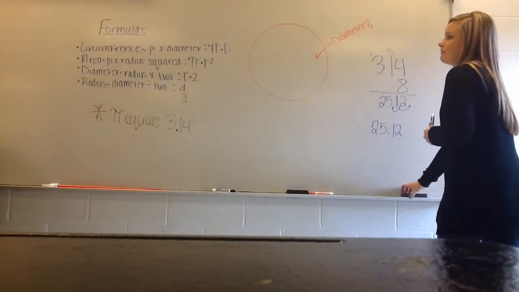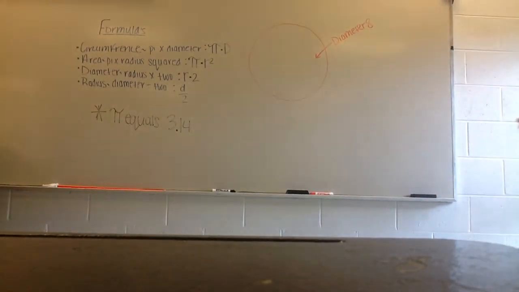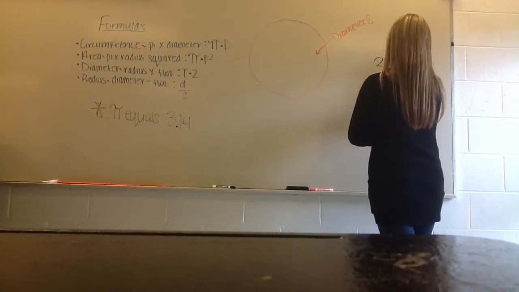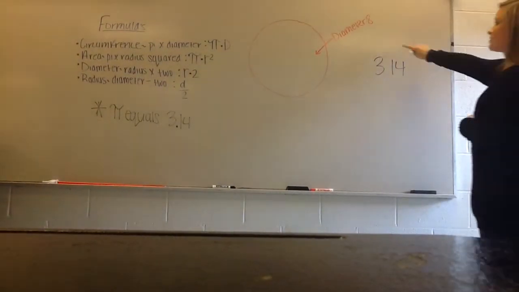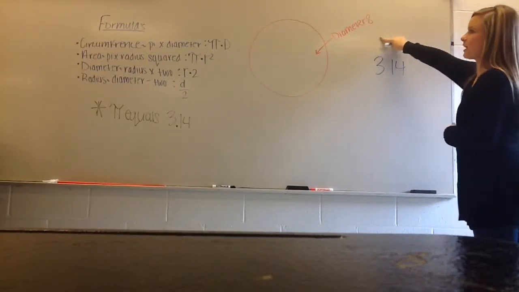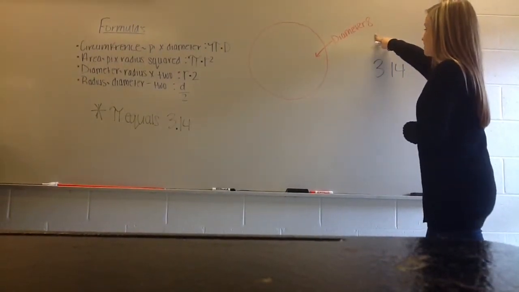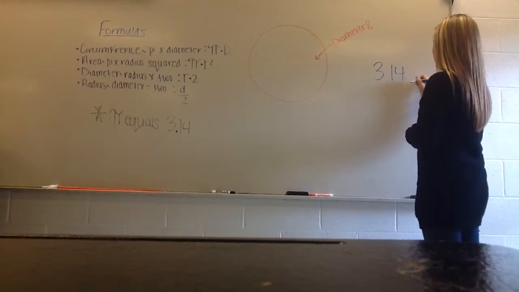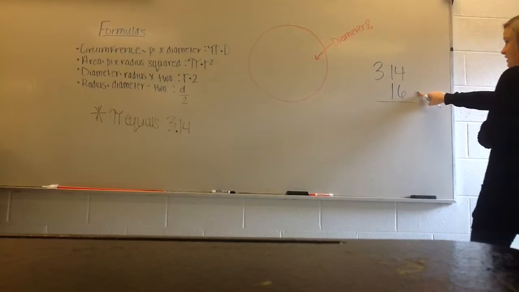So next we have our area. The area is pi times radius squared, and pi is just 3.14, and we have the radius squared. But all we have shown here is the diameter. So again, to find the radius, you have to divide the diameter by 2, and we've already did that. And the radius of this circle is 8 divided by 2, which gives us 4. So now we have to square 4, so we have 4 times 4, which gives us 16. So now we have 3.14 times 16.